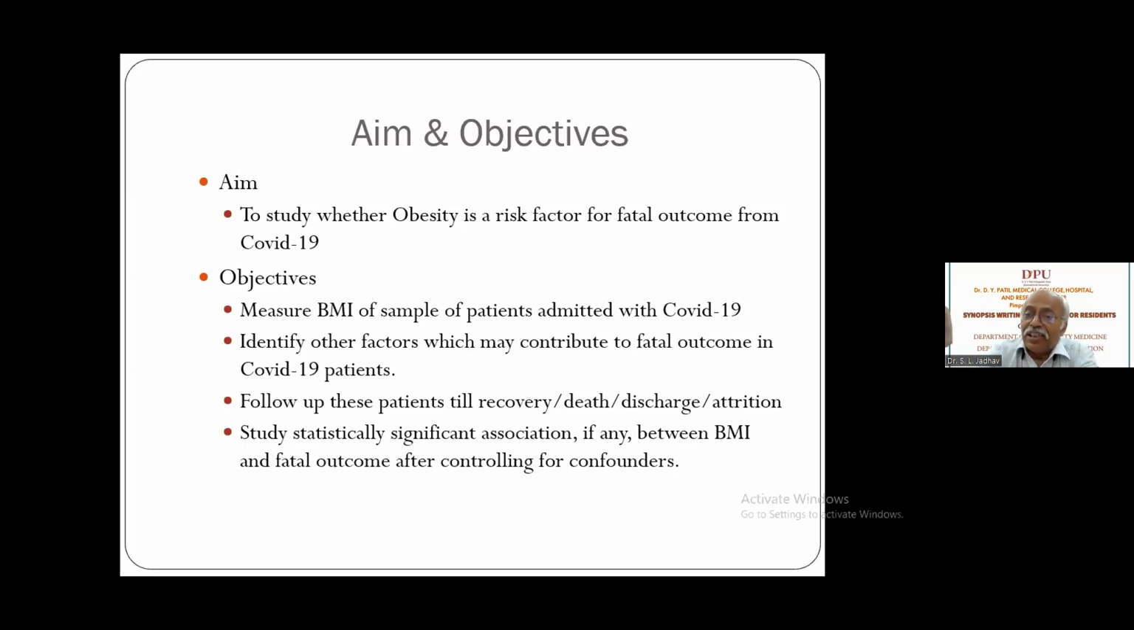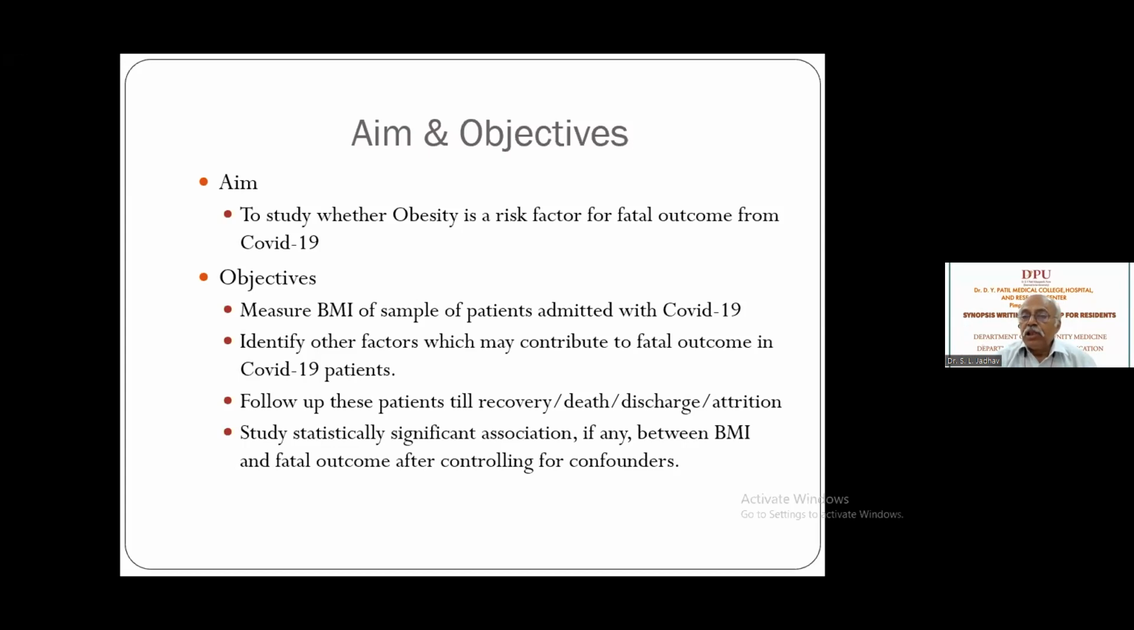All those also I will measure, because I am taking a primary predictor as obesity and outcome as fatality, and I will measure all other things to see when I want to adjust later in multivariate analysis. I may have to control for these confounders and find a clean association between obesity and fatality. Then follow up these patients with recovery, death, discharge, or loss to follow up. This is my third. And study statistical significant association, if any, between BMI and fatal outcome after controlling for confounders.